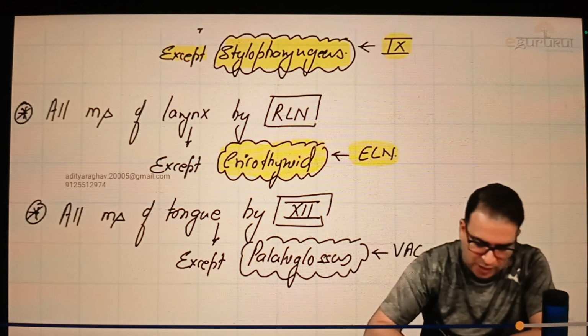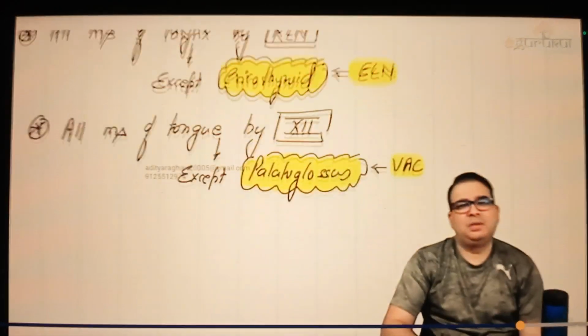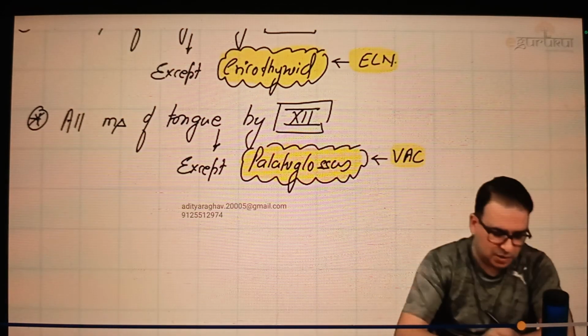Let me write VAC this time. Vago accessory complex, or you can say cranial accessory via vagus. All muscles of the tongue are supplied by the hypoglossal nerve, except palatoglossus, which is supplied by the vago accessory complex.